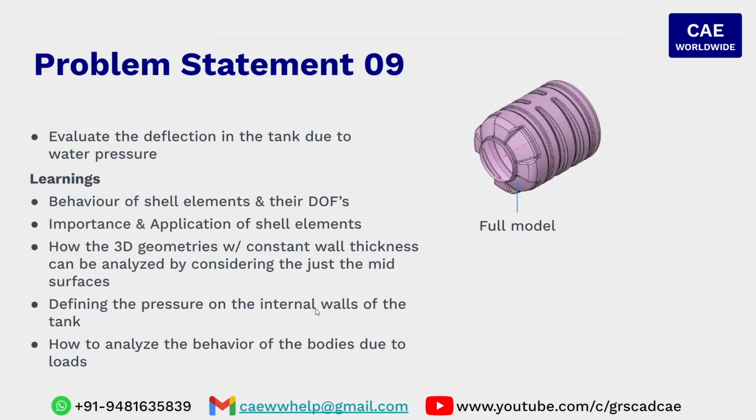Next problem is also very interesting. This component you might be very much aware of. It is a rooftop or overhead tank, which is made up of plastic, and the manufacturing technique for this is rotomolding, which has a uniform thickness across wherever we measure it. The problem statement reads like this: evaluate the deflection in the tank due to water pressure when it is kept in a vertical orientation and loaded with water. Water is going to vary its pressure from top to bottom.